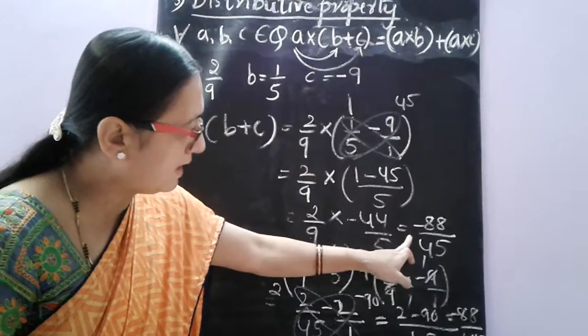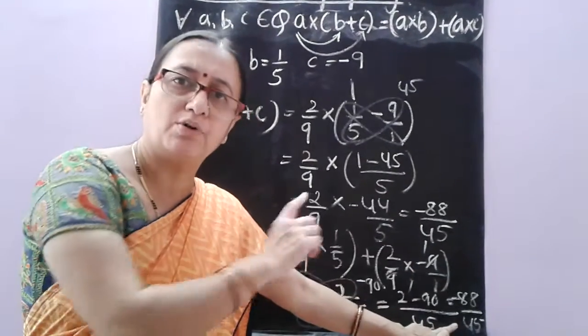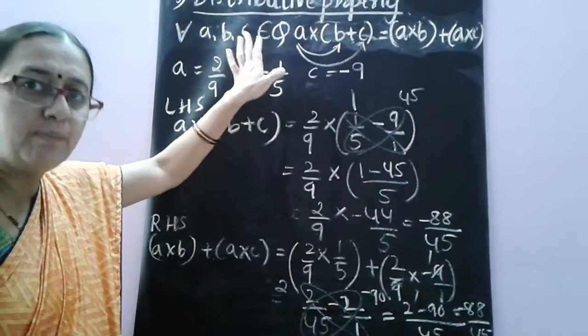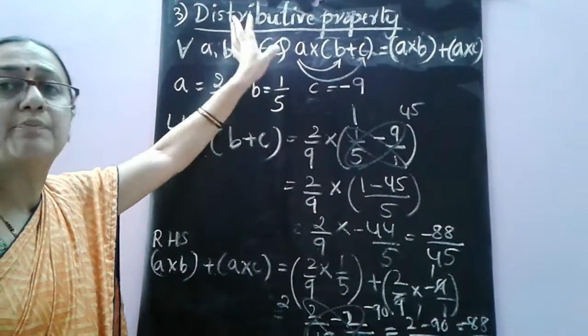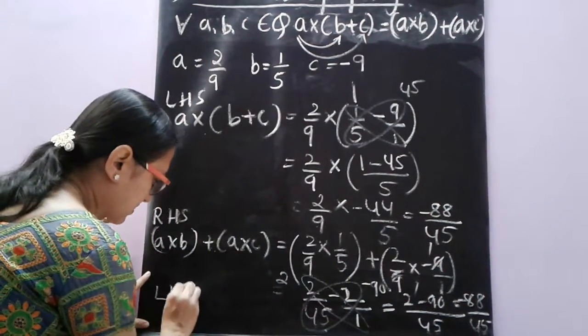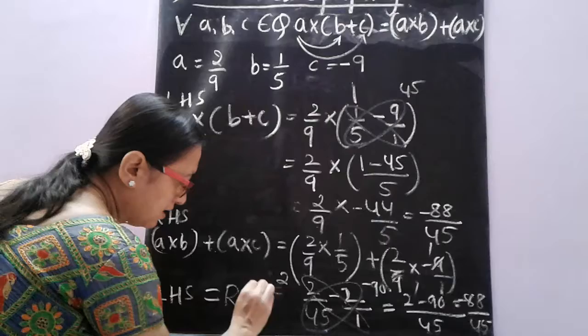So we can see here LHS and RHS both are equal. When LHS and RHS both are equal, it means that the property is right. It holds good for the set of rational numbers. LHS equal to RHS.